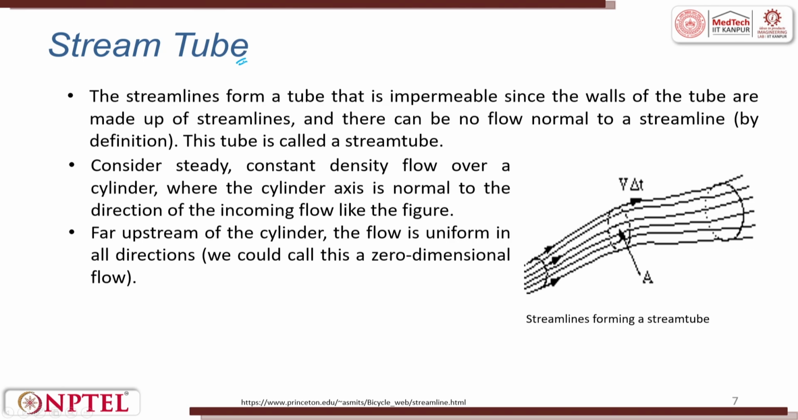Stream tube. Streamlines form a tube that is impermeable, since the walls of the tube are made out of streamlines, and there can be no flow normal to the streamlines. This tube is called the stream tube.